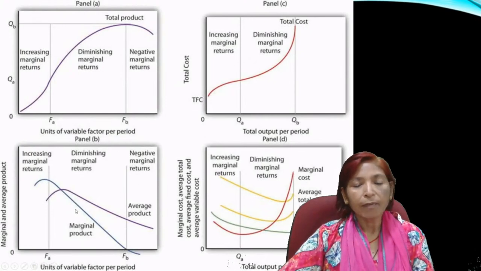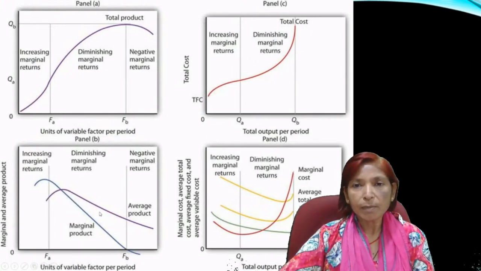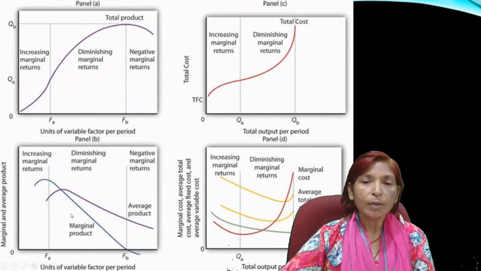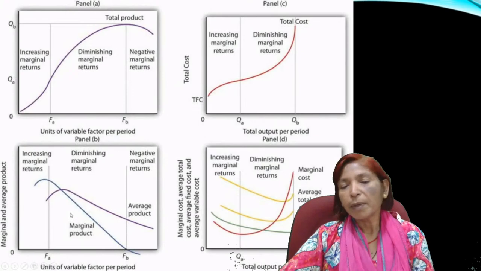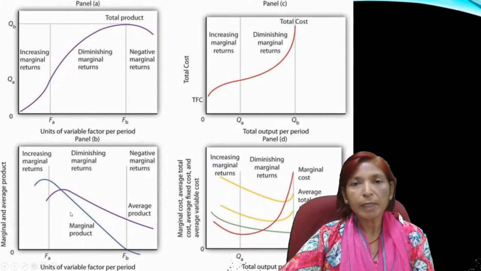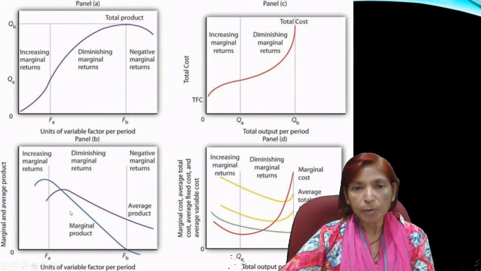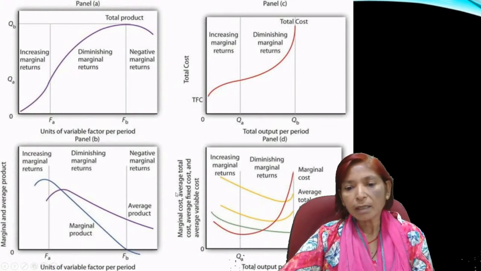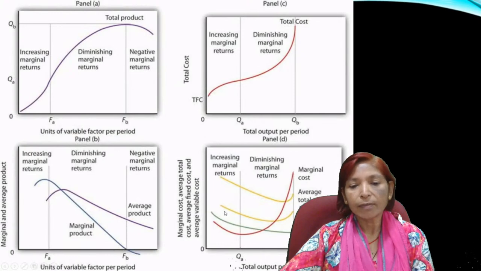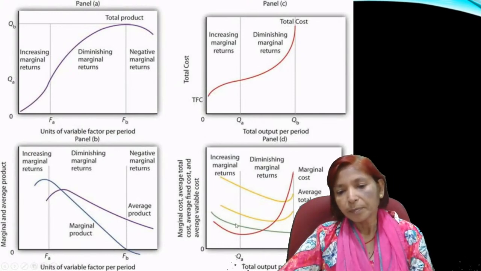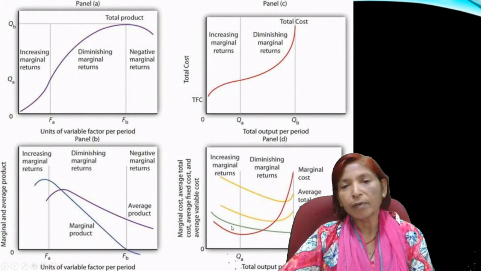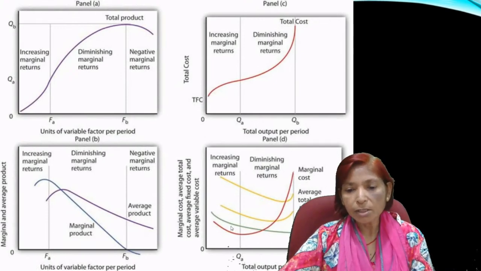Next is the average production curve, a reverse U-shaped curve, and MP is also a reverse U-shaped curve. MP can be zero, can be negative, but AP can never be zero, because AP is the per unit output, and per unit output can never be zero. And these are the different cost curves we discussed in the beginning, like average fixed cost, average variable cost, average total cost, and marginal cost curves.